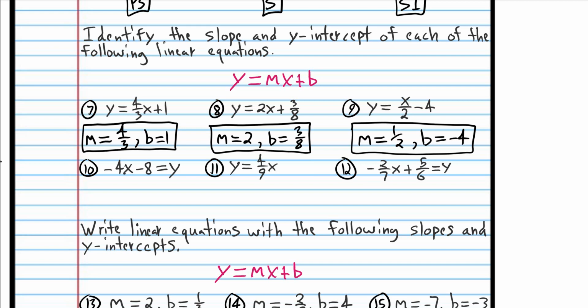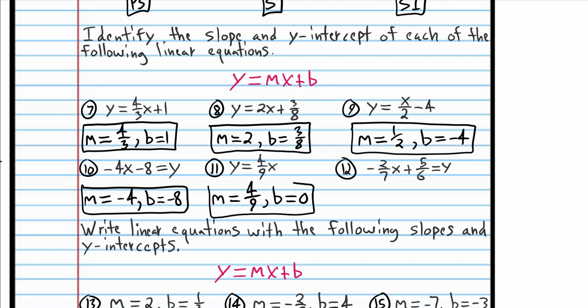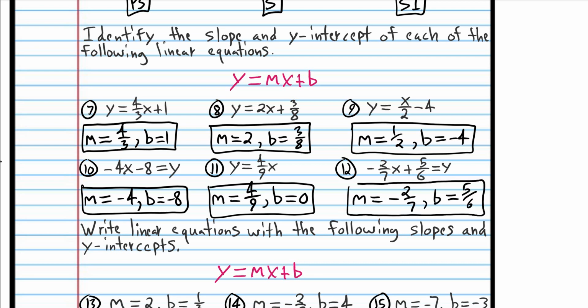All right, we're back. The slope is -4, and the y-intercept is -8. So if you got the right answer on that one, good job. And for this one, it's a little tricky. The slope is 4/9, but the y-intercept, there's no number, so it would just be 0. Because you can just write +0, and that's an equivalent statement there. So now, for number 12, the slope is -2/7, and the y-intercept is 5/6. So if you got the right answers on those problems, good job.